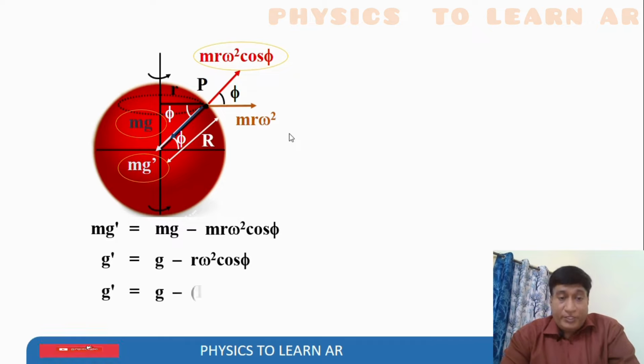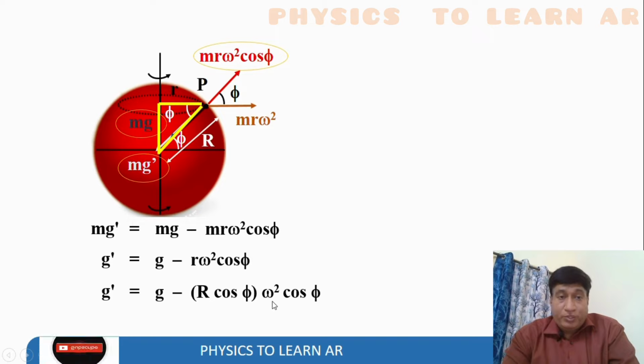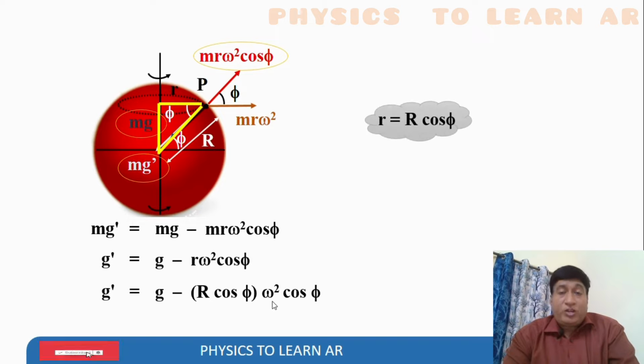Here the value of r we write in terms of the radius of Earth: small r equals R cos phi, based on resolution of vectors, into omega square cos phi. By small r equals R cos phi, since cos phi is nothing but adjacent side by hypotenuse, with the help of that we can get it.